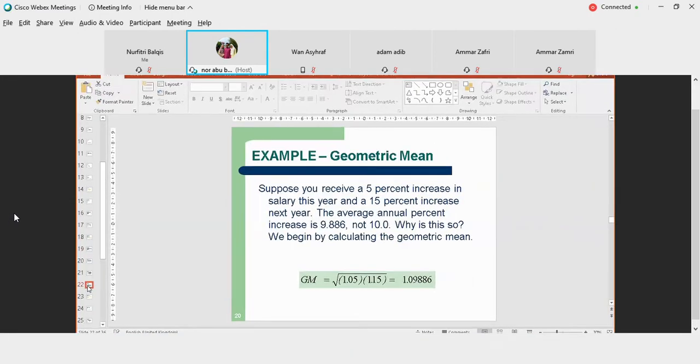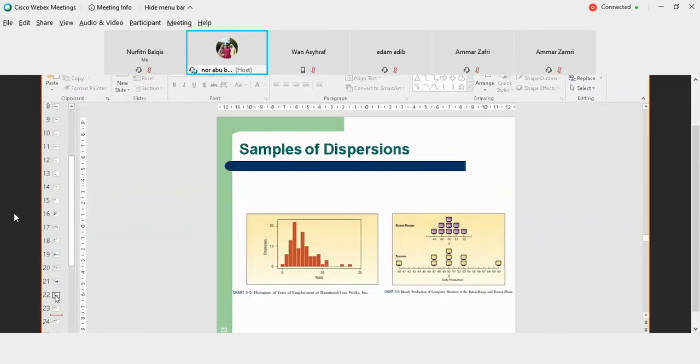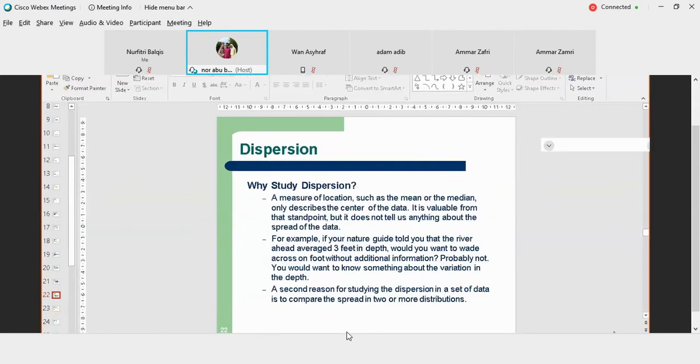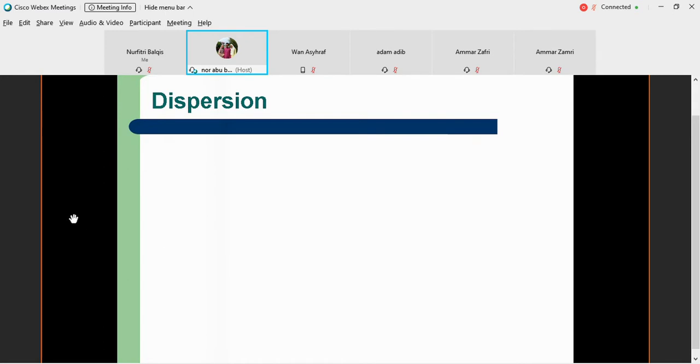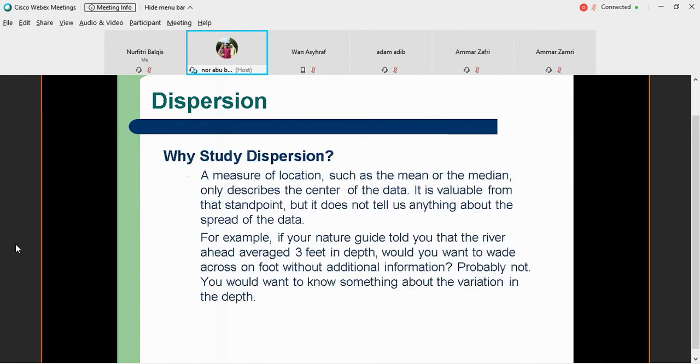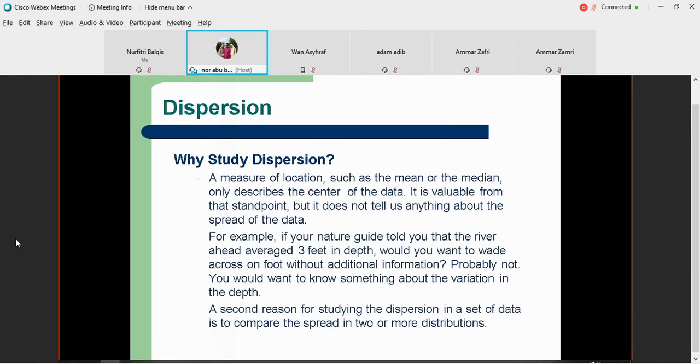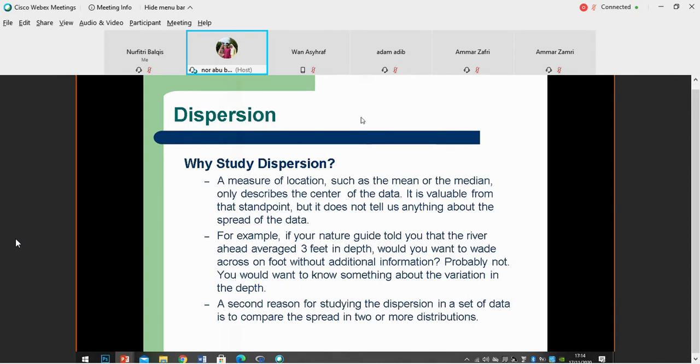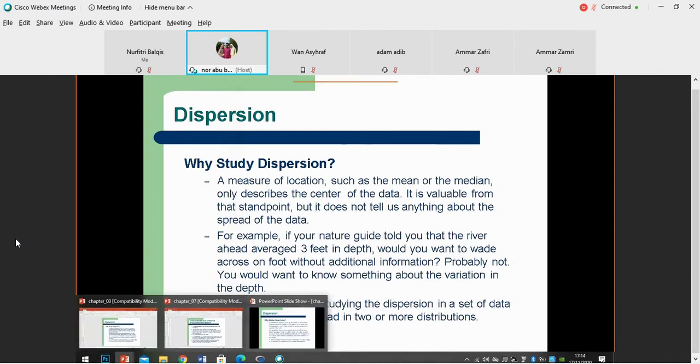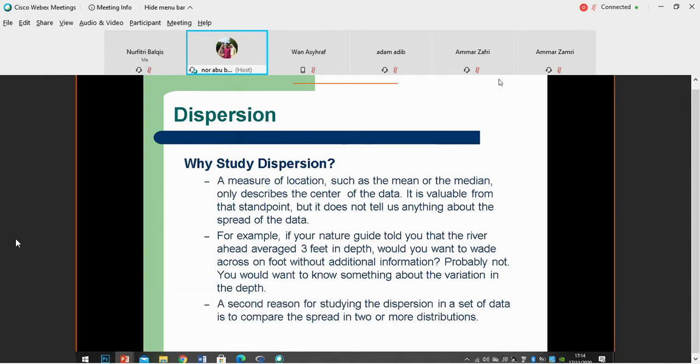Okay, there is another one called dispersion. Actually, sometimes when people have data, they only want to know the mean. For example, let's say, I'll give you an example. Let's find the pencil.